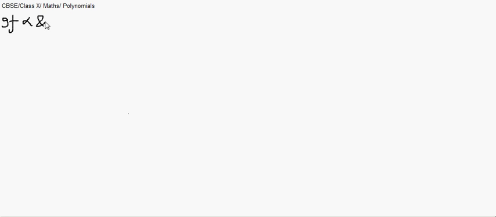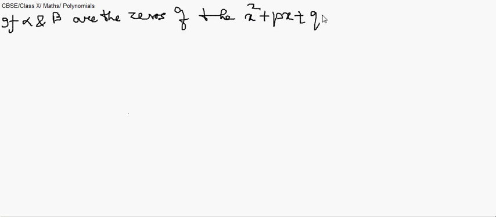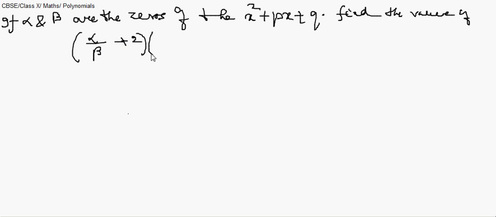If alpha and beta are the zeros of the polynomial x square plus px plus q, we have to find the value of (alpha by beta plus 2) multiplied by (beta by alpha plus 2), where we know that alpha and beta are represented as the zeros of the given polynomial.